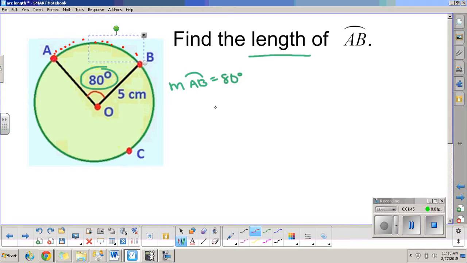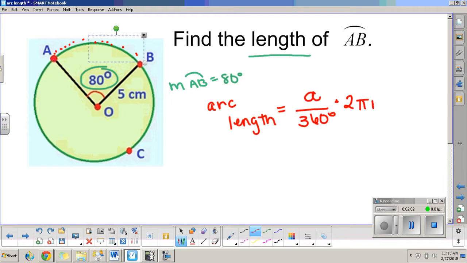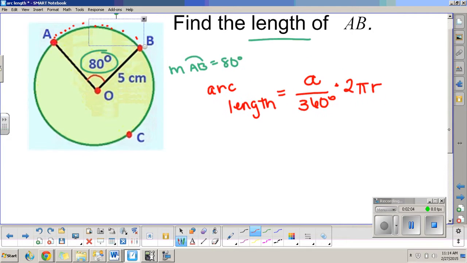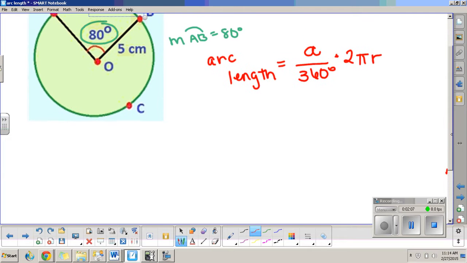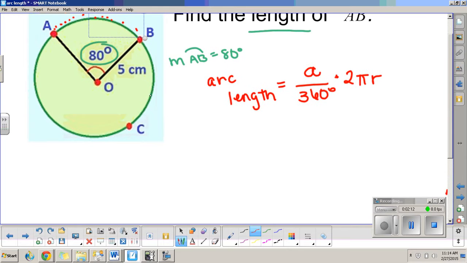Now, your book gives you this wonderful little formula. Arc length is the measure of the arc, or A, divided by 360 times 2 pi r. Now, we could memorize this formula, or we could simply remember the process. So in the square, we knew the entire perimeter, and we took 1/4 of the perimeter. So let's say we knew the entire circumference here, and we took this amount of the circumference.